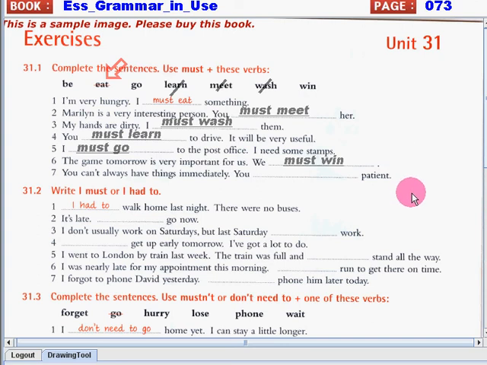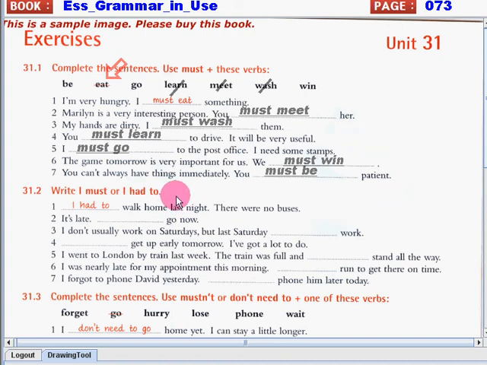And the last one. You can't always have things immediately. You blank patient. Very good, everyone. So it should be the verb be. You must be very patient, or you must be patient. Now, students, as you can see, our exercise here is very easy. Now, let's go on to the next activity.